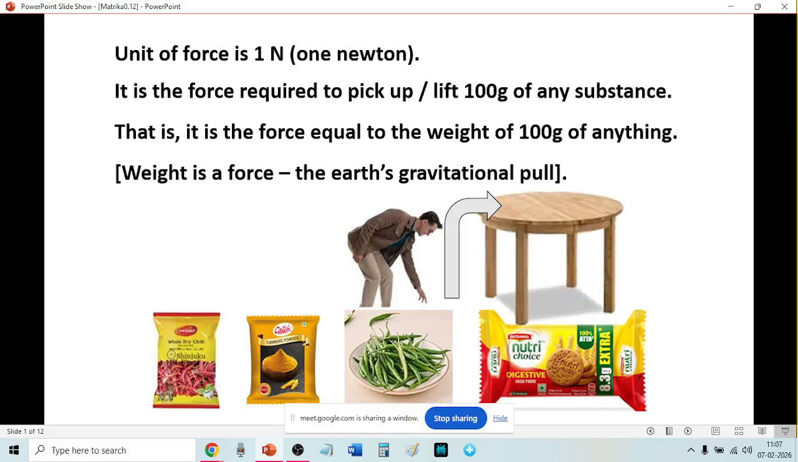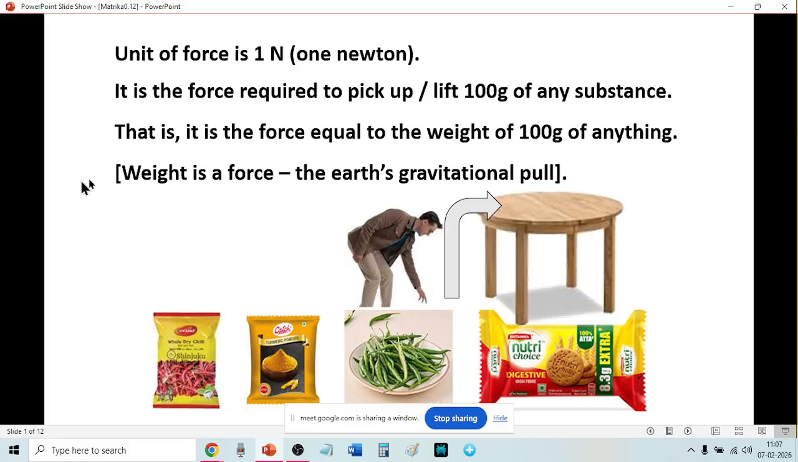A force is a push or a pull that can change the state of rest of a body, that can change the state of motion of a body, that can increase or decrease the speed or change the direction of a body, or which can change the size or shape of a body. That is force. Right? A force is a push or a pull that can change the state of rest or motion of a body, increase or decrease its speed, change the direction of a moving body, or change its size and shape.